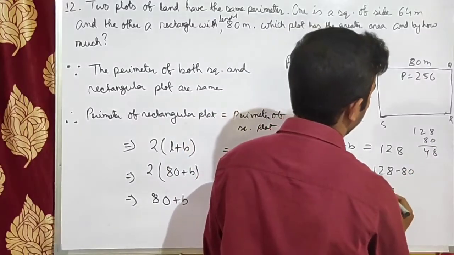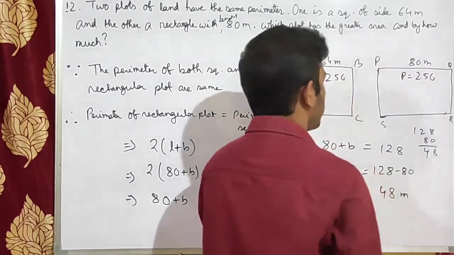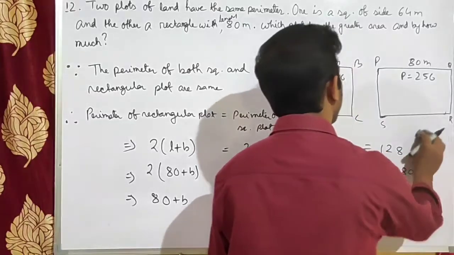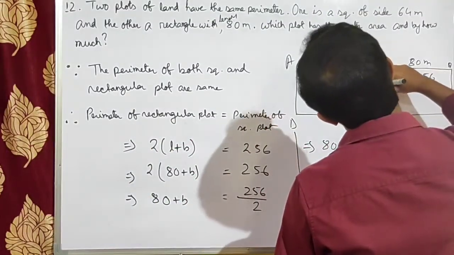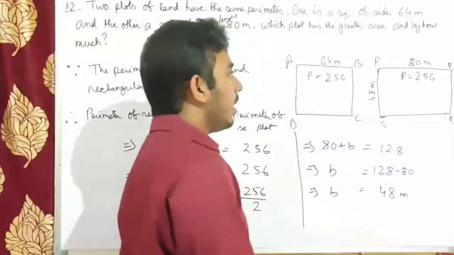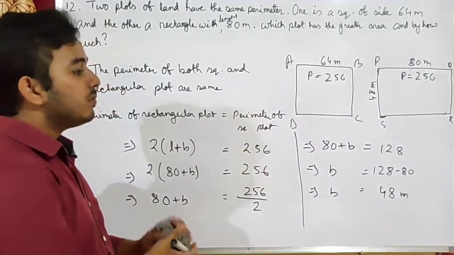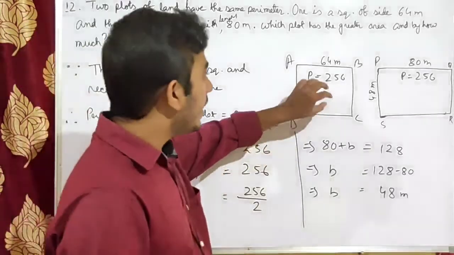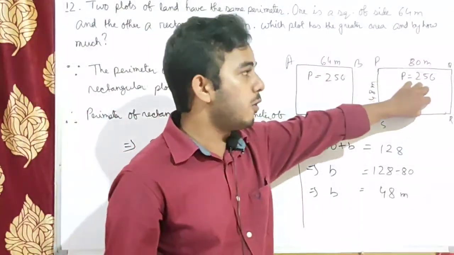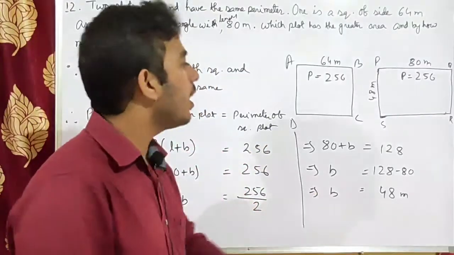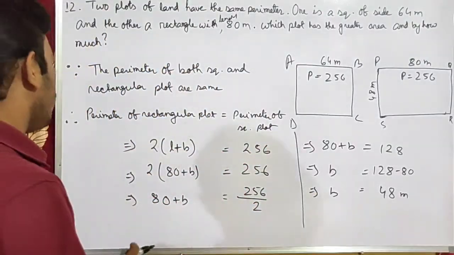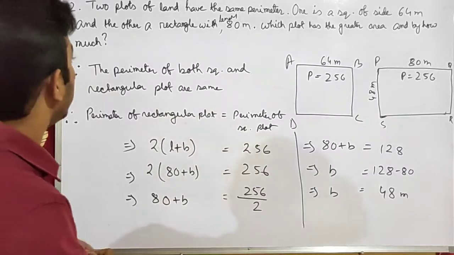Okay, 48 meter. So the breadth of the rectangular plot is how much? The breadth of the rectangular plot is 48 meter. Now we can easily find out the area. We have to find the area of this plot and the area of this plot, and then we can say which plot is greater and by how much. Up to this clear? Okay, so now let's find out the area.